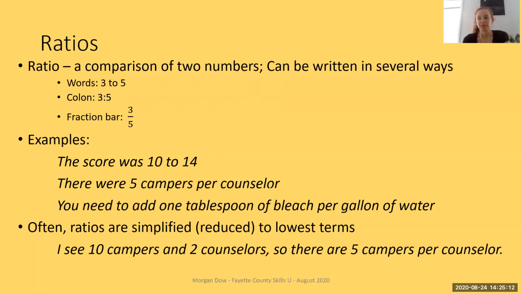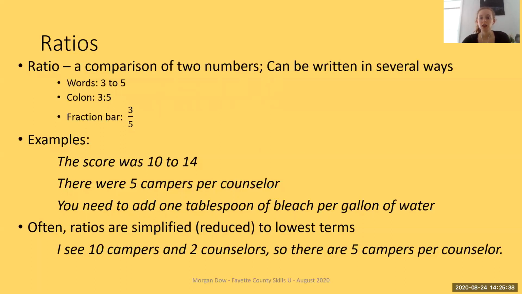All right, so our main topic today is ratios. We're going to be talking about ratios in general, and then also talking about a couple special types of ratios, which you're probably already pretty familiar with. So a ratio is a comparison of two numbers. Anytime you're making a comparison between two different amounts, you are thinking of a ratio.